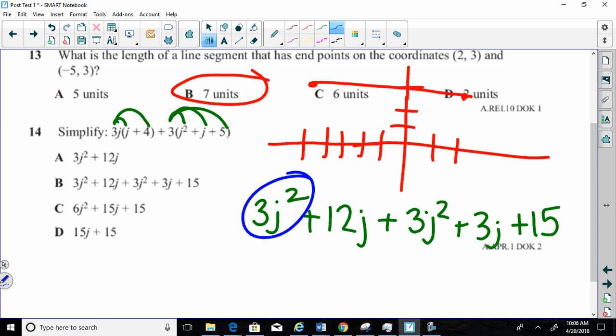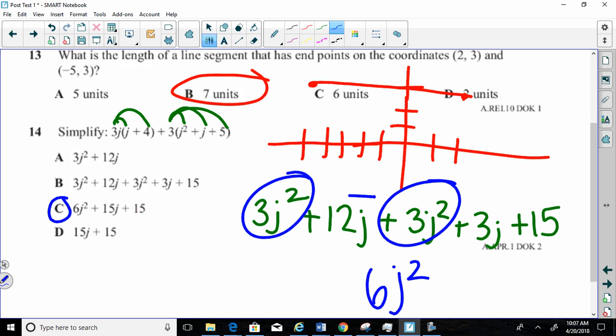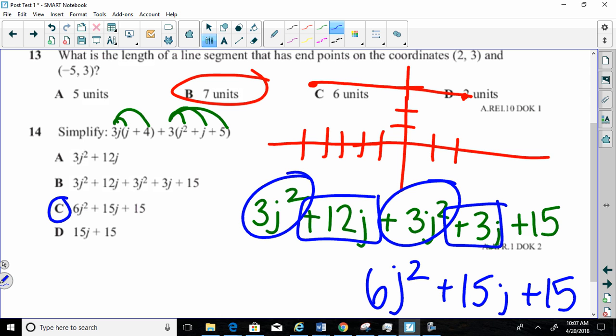Combine like terms. What's 3j squared plus 3j squared? At this point, which one has 6j squared? C. This one maybe combine like terms. What's 12j plus 3j? 15j. All right.